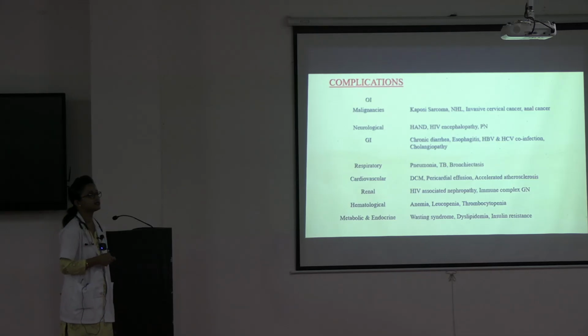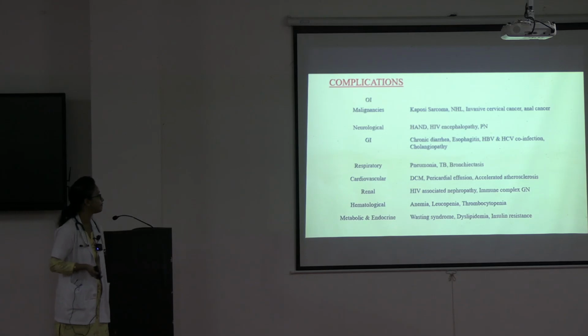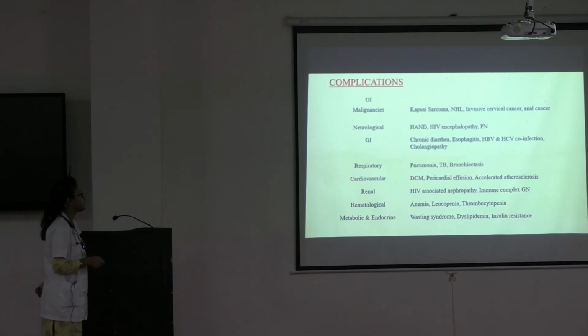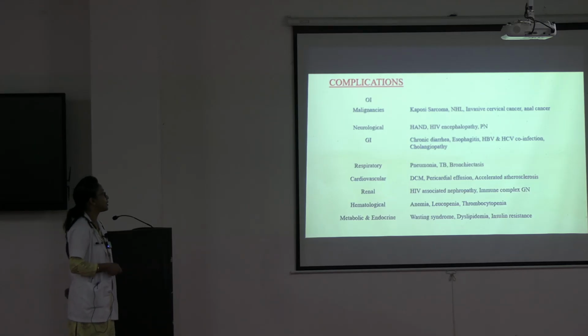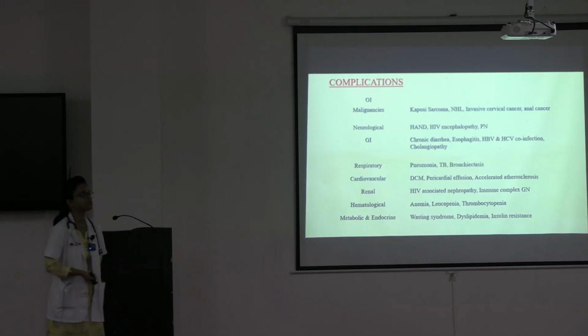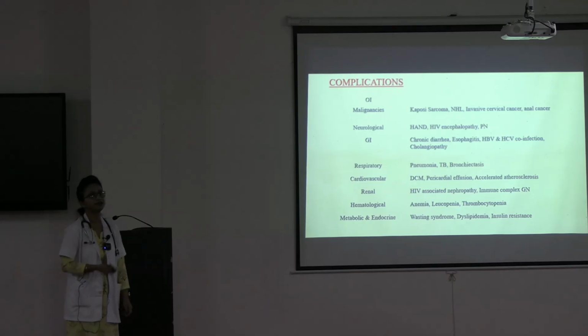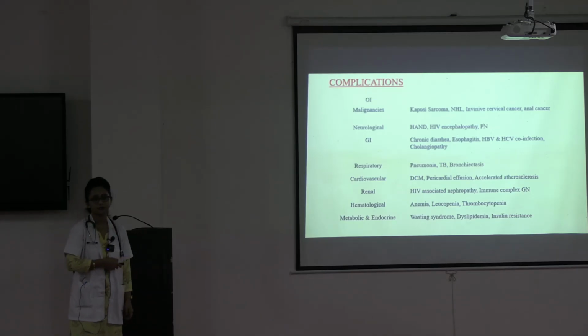In the gastrointestinal system, it can cause chronic diarrhea, esophagitis, hepatitis B and C virus co-infection, and cholangiopathy. In the respiratory part, it can cause pneumonia, TB, bronchiectasis. In the cardiovascular part, it can cause dilated cardiomyopathy, pericardial effusion. In the renal system, HIV-associated nephropathy, immune complex glomerulonephritis. In hematology, anemia, leukopenia, thrombocytopenia. In the metabolic and endocrine part, wasting syndrome, dyslipidemia, and insulin resistance. Such an exhaustive list. So it means it can affect each and every system of our body.